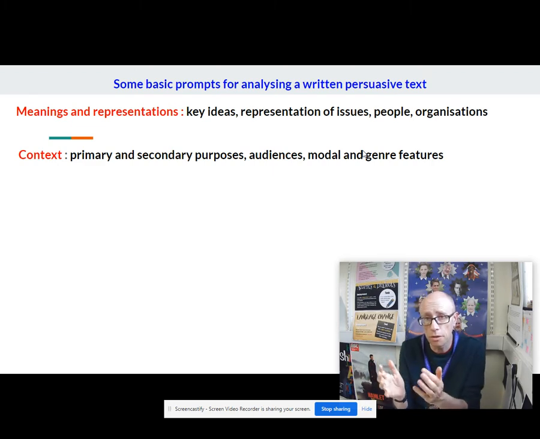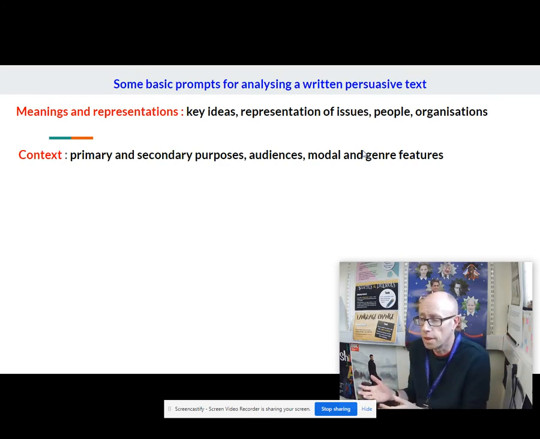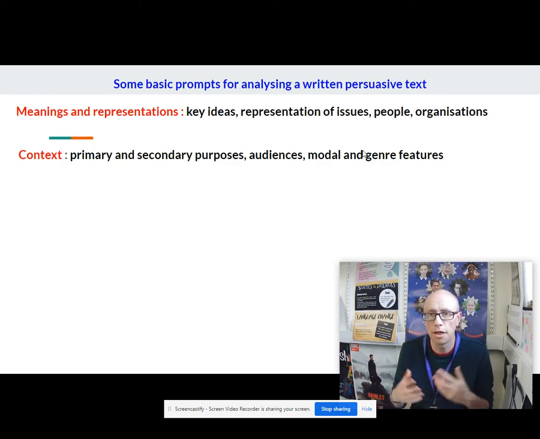So who is the article written for? Is it written for a left-wing, liberal, progressive broadsheet reader? Is it written for a right-wing, red-top tabloid reading person? Who is the audience? It's going to impact on the language, isn't it? So the implied target audience is going to be a big contextual factor on the language, as are the genre features. So to what extent is this article that you're reading adhering to your expectations of what you'd normally find in a persuasive text?